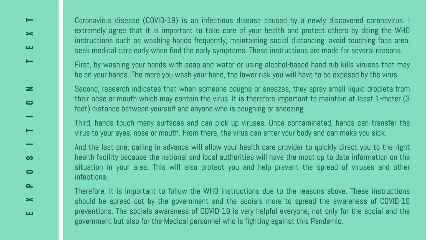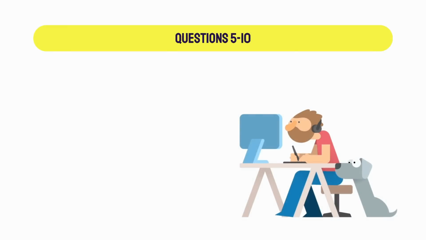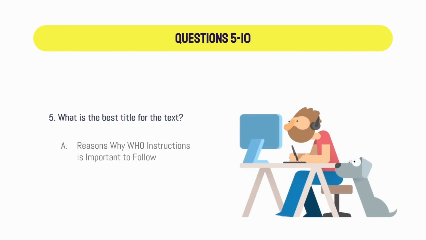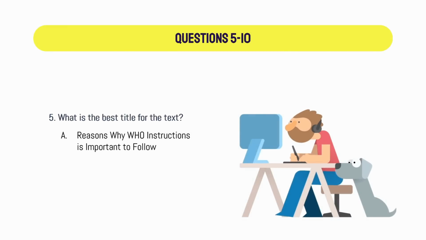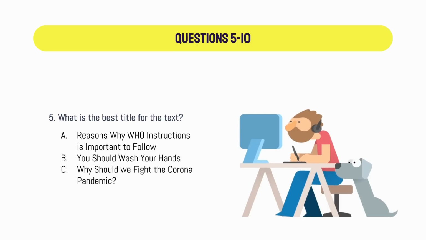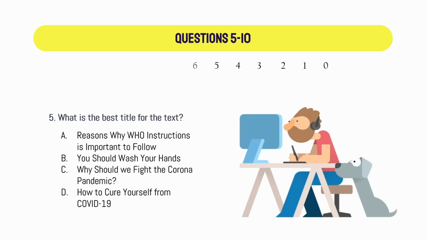Okay, so before we continue to the next questions, you can pause the video and read the text once again carefully. Okay, ready? Let's continue. Question number 5. What is the best title for the text? A. Reasons why WHO instruction is important to follow. B. You should wash your hands. C. Why should we fight the corona pandemic? Or D. How to cure yourself from COVID-19. Time's up. The answer is A. Reasons why WHO instruction is important to follow.